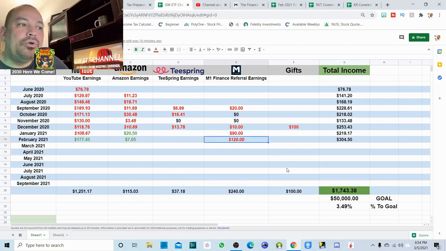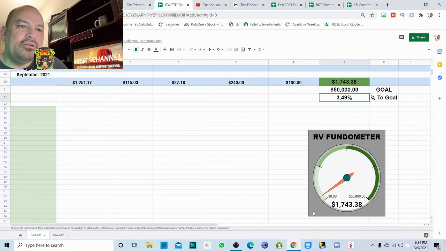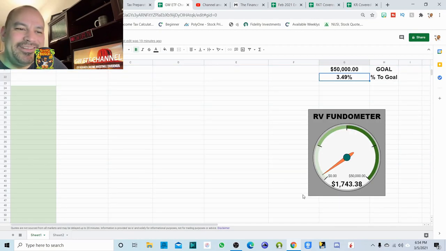And the big one, we had 4 referrals for M1 Finance at the $30 referral reward, however you want to call that. And so that gave us $120. So a total income of $304.50. Now for this, we have a $50,000 goal. We are 3.49% to the goal. And the RV fundometer, you'll see right there, 1,743. It's actually moving a little bit.